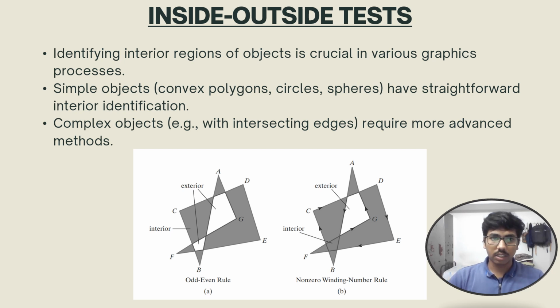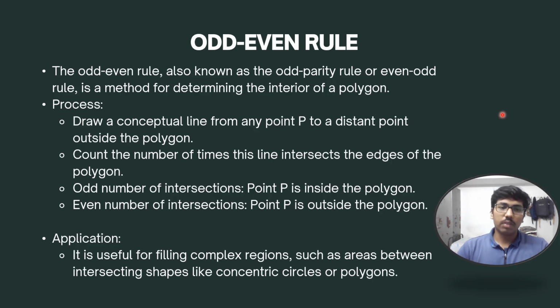Simple objects are easy, as I said before. Complex objects, which have many intersecting edges, require more advanced methods. As you can see in these figures, it's hard to figure out which one is the exterior, and which one should be included or not included. So there are two main algorithm tests for this. One is the odd-even rule and the non-zero winding number rule.